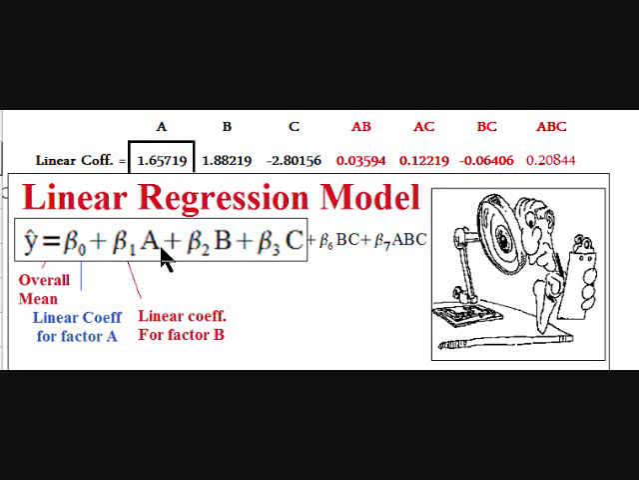Now eventually to estimate, you will need to plug in values for A, B, and C. So for a run that has A at low, you plug in -1 for A. If B is at high, you plug in +1 for B. And let's say C is at low, so you plug in a -1 for C.